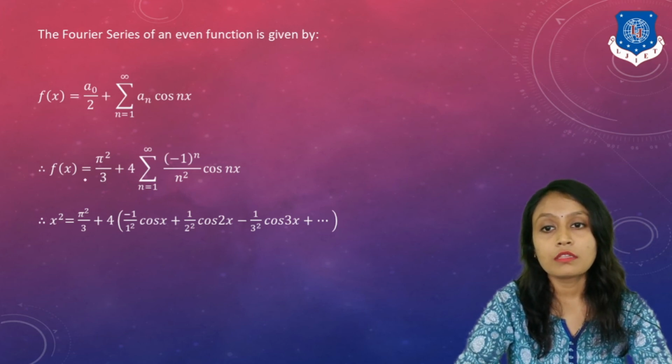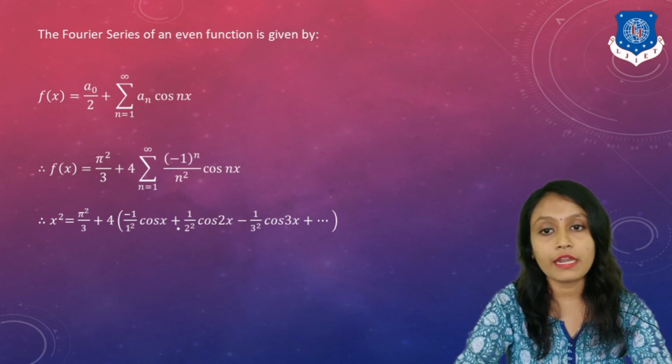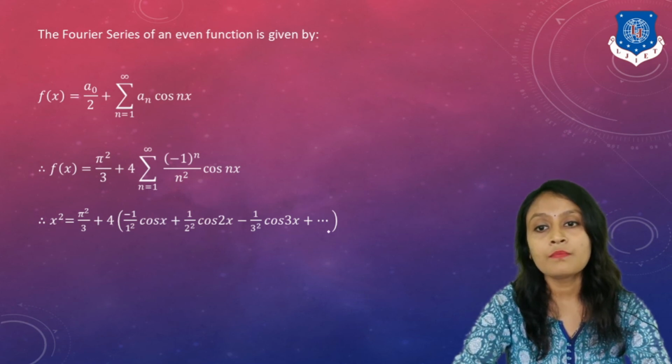The function was x square, so here I have written x square, and we have to expand this. 4 is kept as it is. Firstly, substitute n is equal to 1 here, so you will get minus 1 upon 1 square, and cos x. Then for n is equal to 2, we have 1 upon 2 square into cos 2x. Then for n is equal to 3, we have minus 1 upon 3 square cos 3x, and so on.